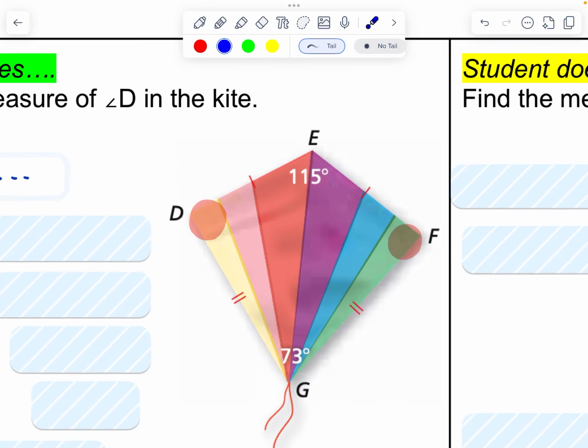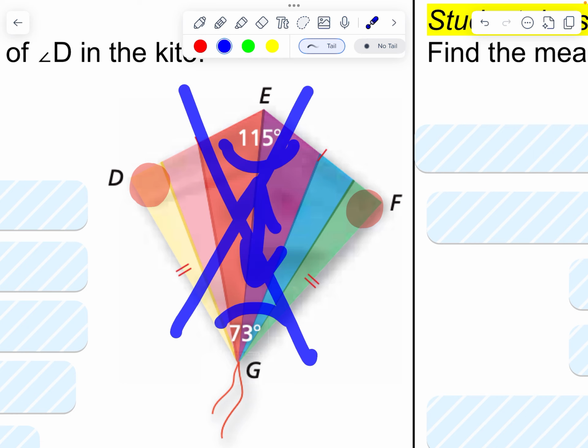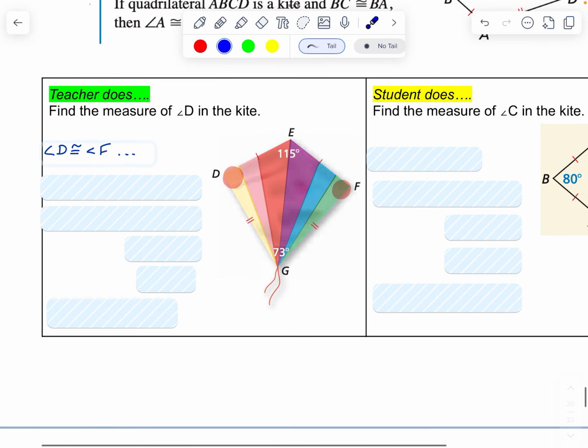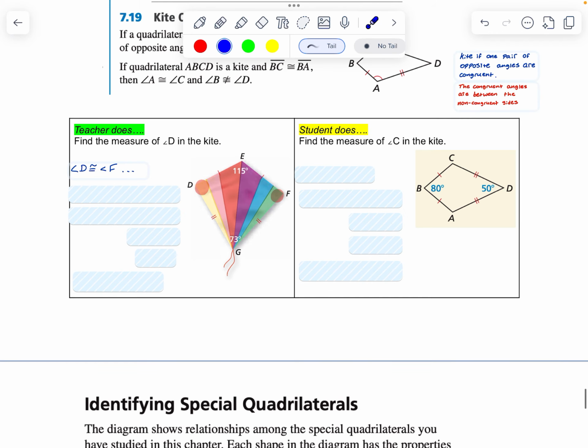Another way that I could see this, if I'm given a problem like this in particular, 73 and 115, are those the same? No, they're not the same. So those cannot be my opposite congruent angles. D and F would have to be. Sometimes that would help, sometimes it wouldn't. It really just depends on the type of problem that you're given.